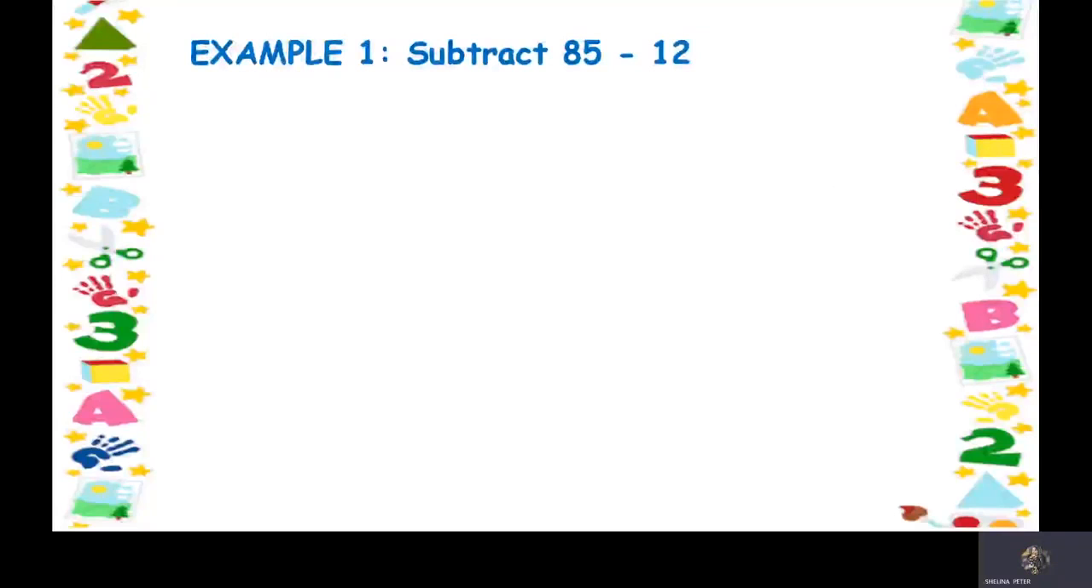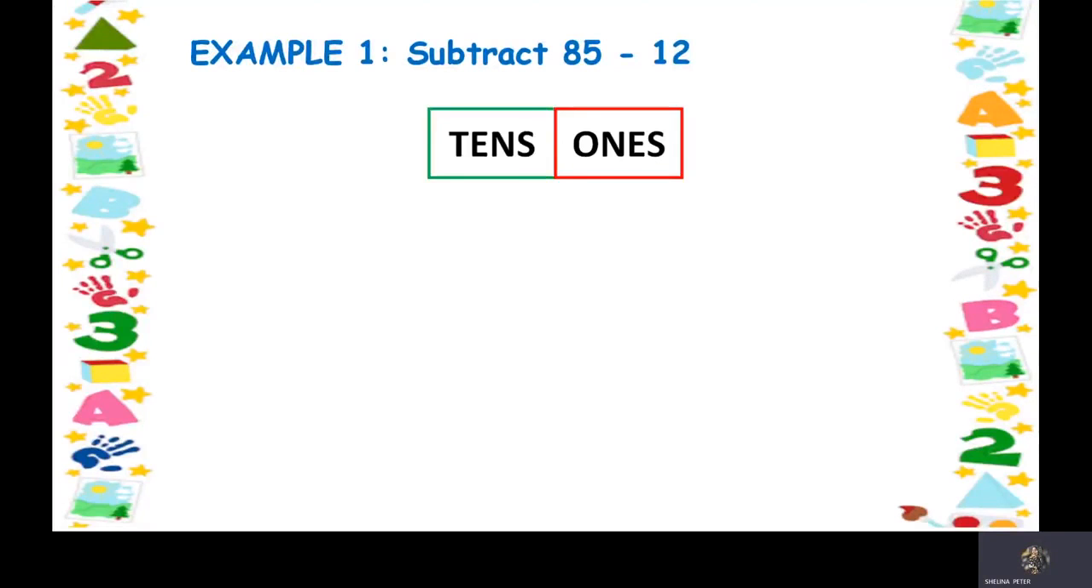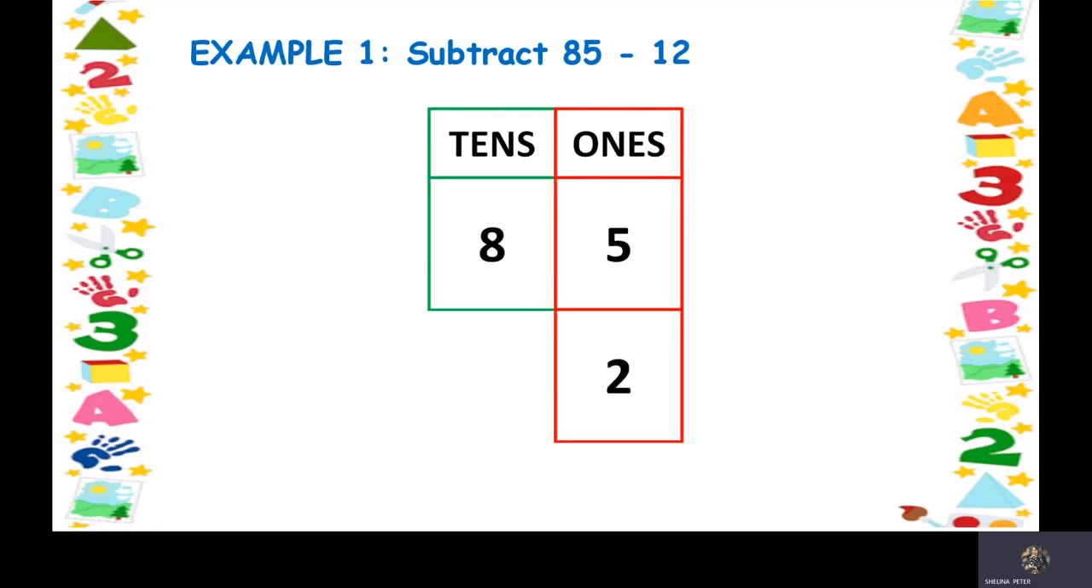Subtract 85 minus 12. So here we will begin by writing the place value. So first, ones will come, then tens will come, and after this, we are going to arrange the numbers. So as you can see, 85 is a bigger number. It will come on top, starting from ones place. So we will write 5 in ones column, 8 in tens column. Now we have 12, so we will write 2 in ones column and 1 in tens column.